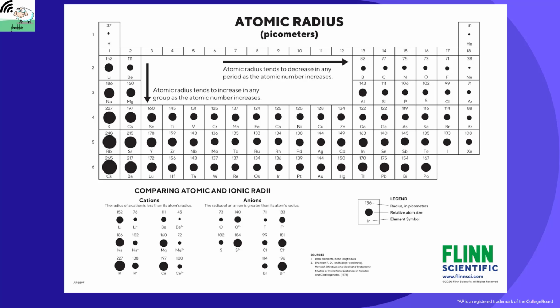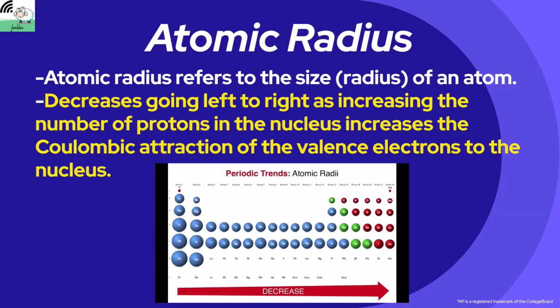But you get the idea here. Everything's still rooted in Coulomb's law. It's just that this trend happens to be the opposite of ionization energy. As we go down a group, the radius gets bigger. As we go left to right across a period, the radius gets smaller. Positively charged ions will have a smaller radius than their neutral counterparts, and negatively charged ions will have a larger radius than their neutral counterparts.